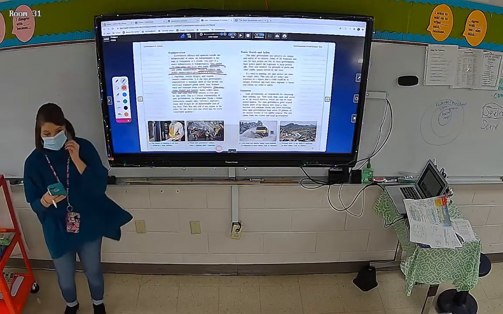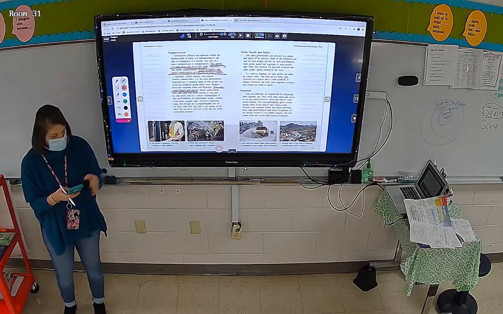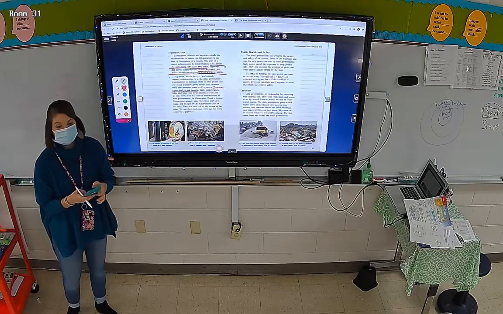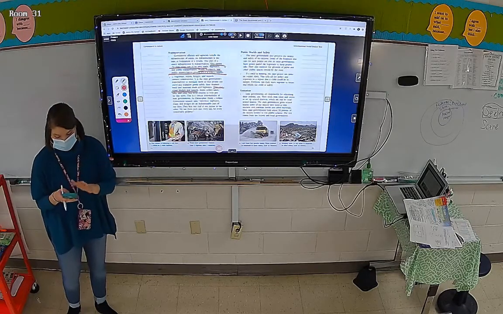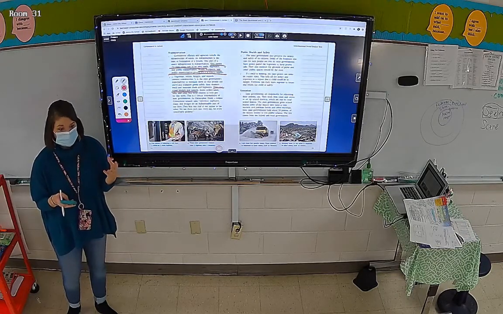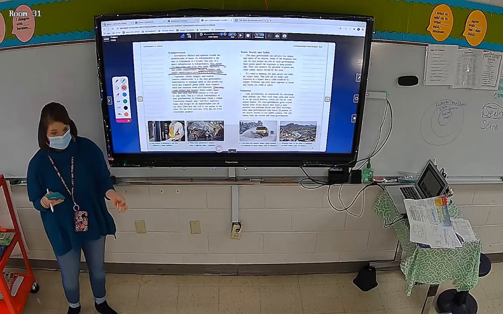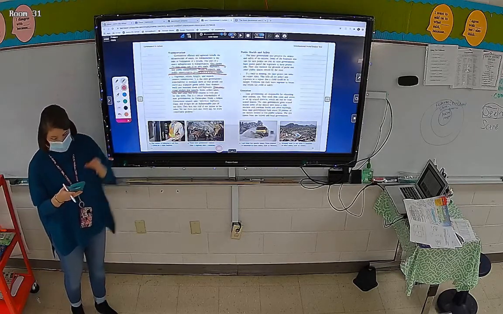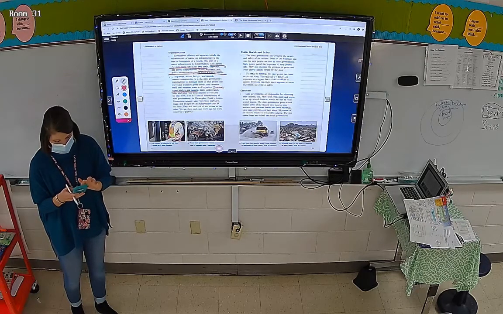Okay, so the bridges and tunnels, they build them, but then if they repair, let's say you have a wreck and you hit the bridge, if the bridge cracks, the concrete cracks, somebody has to fix that, right? Yep. Well, who's in charge of fixing it? The government. Yep.